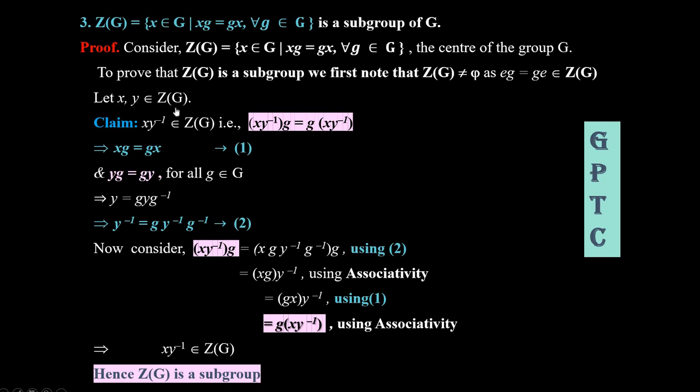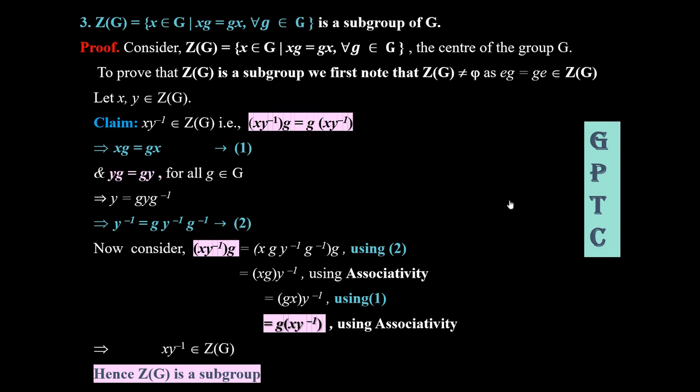Now because x is in Z of G, by the definition of Z of G, you have xg is equal to gx, name that as 1, and similarly yg is equal to gy. All these are true for all g in G. Post multiplying both sides by g inverse, you have this, and then finding y inverse. In the case of N of H, we proceeded like this. So in the same way we have this step, g y inverse, g inverse. Now you consider xy inverse g and replace your y inverse from 2 by this.